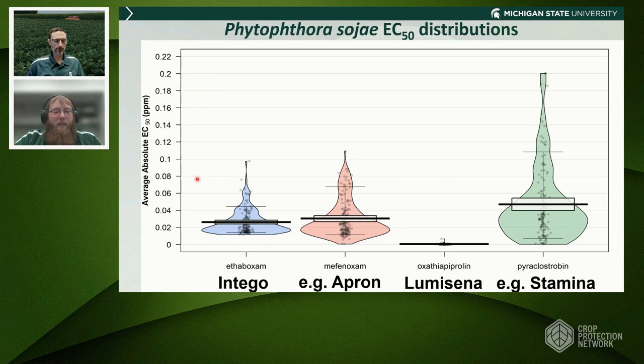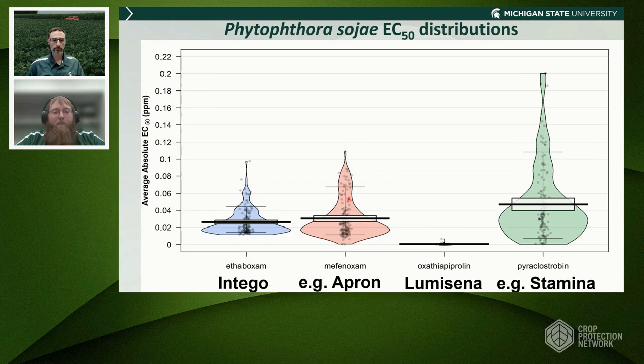Each one of these violin plots is for one of our 4 tested chemistries, and you can see those on the x-axis down there at the bottom. On the y-axis, we have the average absolute EC50. So this is for each isolate, the average concentration that we needed to inhibit 50% of the organism's growth. The violin plots themselves have a box plot in them, so you can see the median and then a general range of data points.